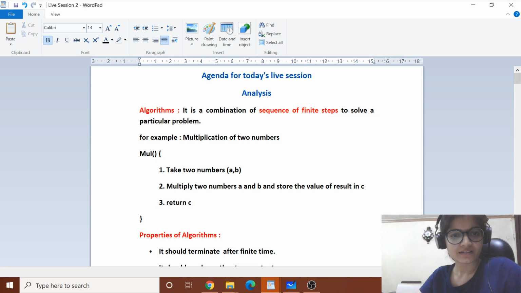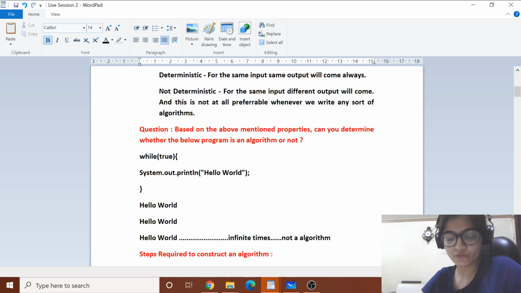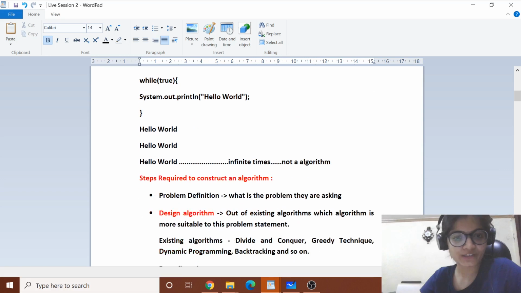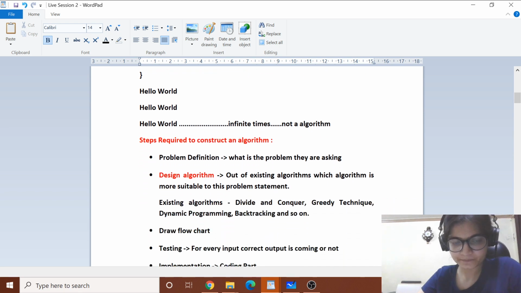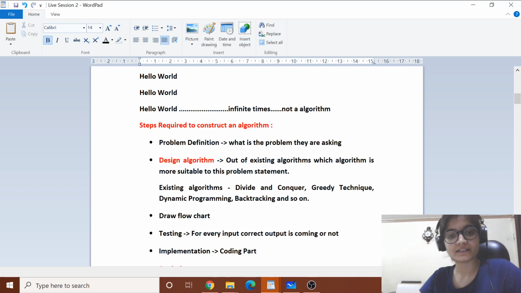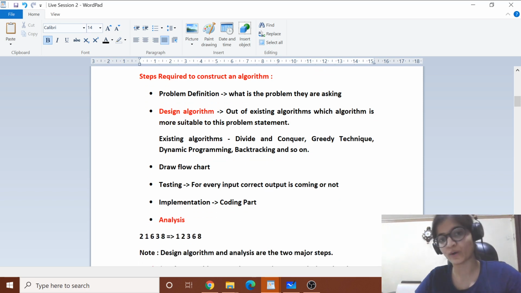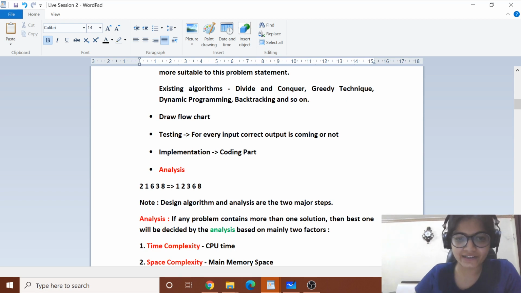So in the very last lecture we have revised that what do we mean by algorithms, followed by we have seen about the properties of the algorithms, and then we have discussed some sort of loop in detail, and after that we discussed the question that whether this below program is an algorithm or not. Then we move towards our discussion like how we are able to construct any sort of algorithm, where we have seen that the design algorithm and the analysis is one of the most important factor which we basically need to focus on, and that's why we start our first discussion with the analysis part.